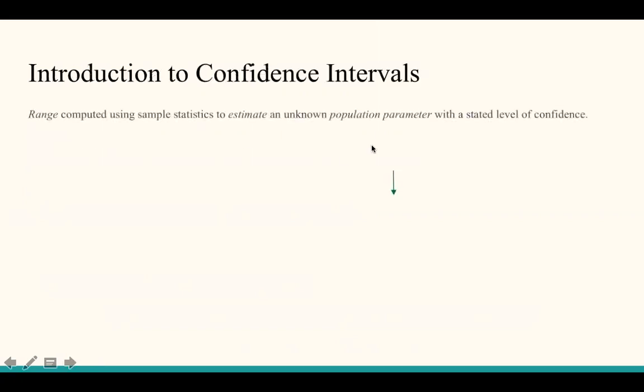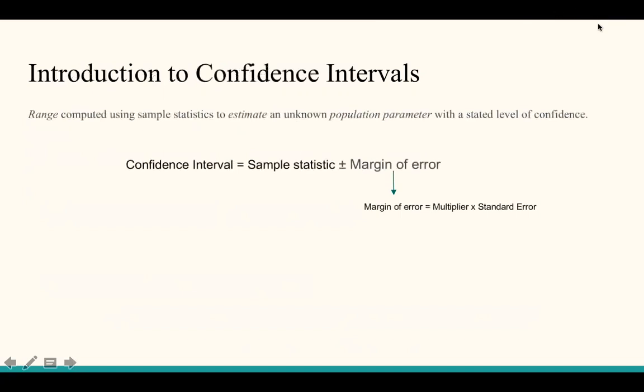All right, so here's an introduction to confidence intervals. Here's that definition that I just stated before. And here's the formula that you're going to get pretty familiar with regarding confidence intervals. So the formula for confidence intervals is a sample statistic plus or minus your margin of error. Your margin of error is the multiplier times the standard error.